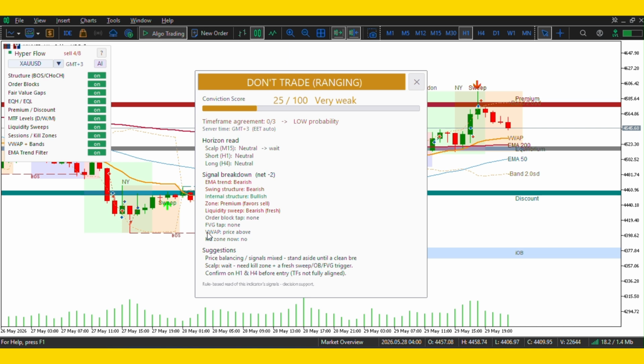Checking higher timeframes can help improve the decision. The signal breakdown shows multiple sell-side confirmations, making this an interesting scalp setup. The suggestions recommend waiting for a killer zone, such as the London Open or the New York Open. For prop firm traders who need to make fast decisions, this can be very useful.